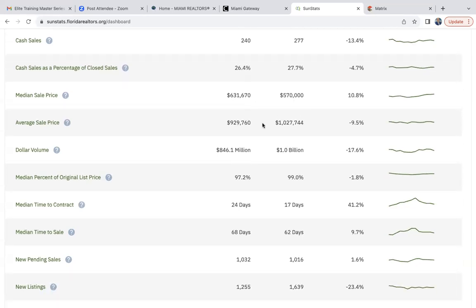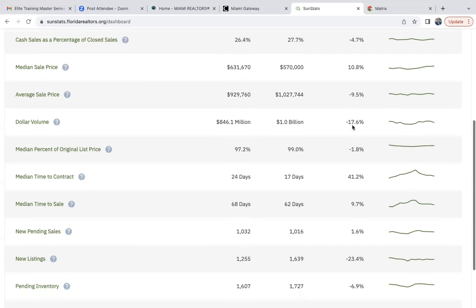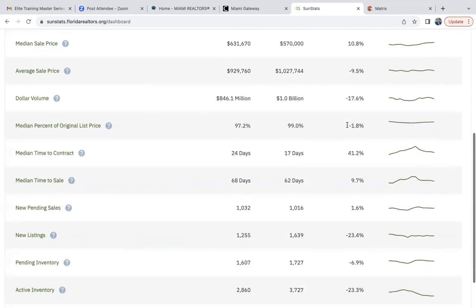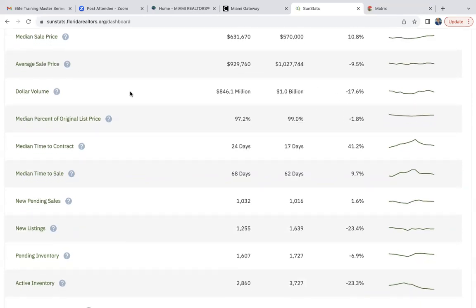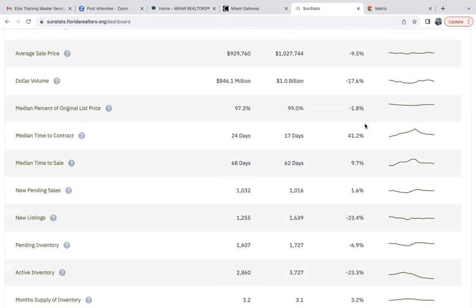The average sales price is $929,000. That's down 9.5% from the previous year. Dollar volume, we sold in July of this year $846 million worth of volume. That's down 17.6% over the last year. Median percentage of original list price, once again, we're selling at 97.2% of the original list price. That's down 1.8% over the previous year.